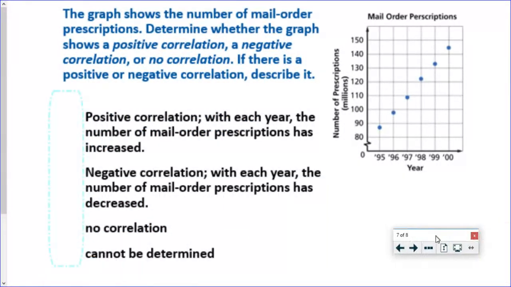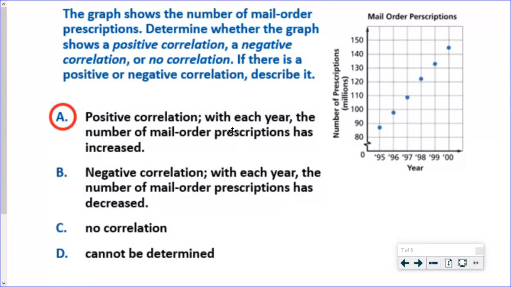Okay, now this says the graph shows the number of mail order prescriptions. Determine whether the graph shows positive correlation, negative correlation, or no correlation. If there is positive or negative, describe it. So can you tell up or down? So obviously this is a positive correlation. And does it make sense that with each year, as the years go from 95, 96, 97, the number of prescriptions actually went from the 80s to more than 140 million? If you look at this left side, it says million.